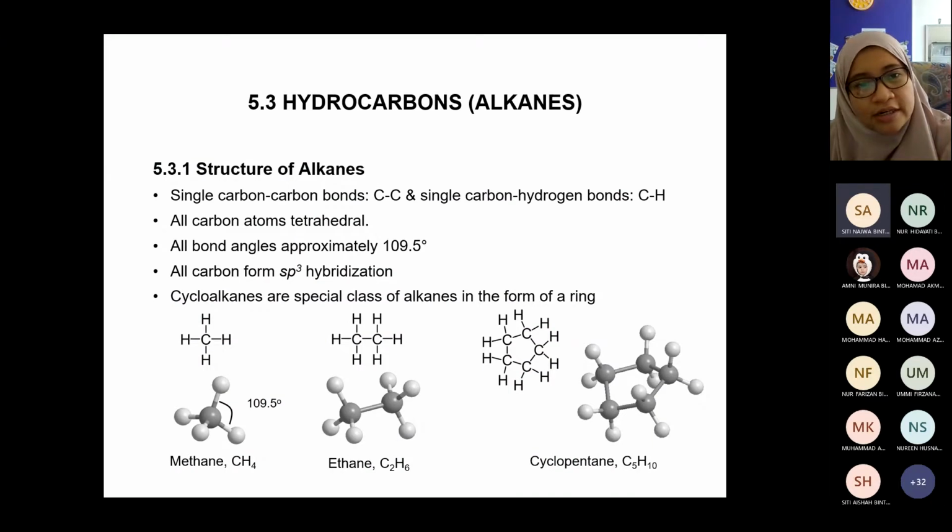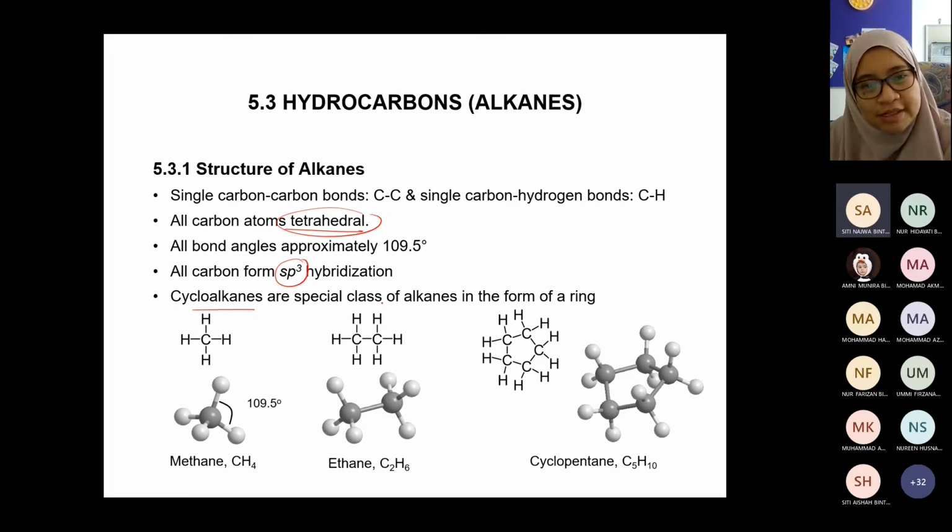Okay, so general information on alkanes. It has single carbon bonds, so all of them are single bonds. Even the carbon attached to the hydrogen also uses single bonds. So all carbon atoms are tetrahedral. All bond angles are approximately 109.5 degrees because they're tetrahedral in shape. The type of hybridization for each carbon in alkanes is sp3.